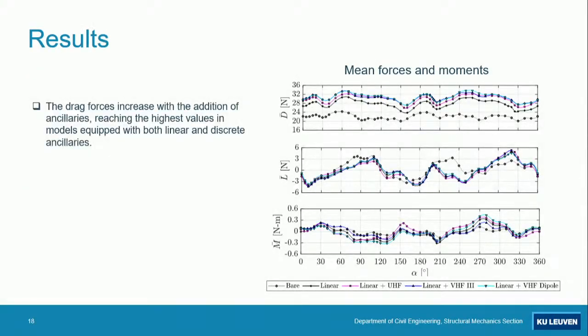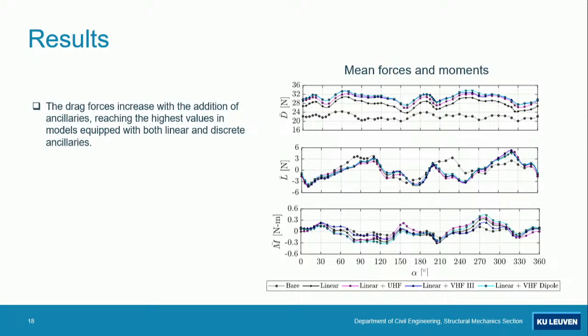So what you can see here are the mean forces and moments, which have been measured by the force balances. So you can see drag, lift, and moment. The vertical scales are slightly different, so it's not surprising that the direct forces are considerably larger than the lift forces. You can also see the lines which represent the different configurations of the sectional model. So the bare model, the one with the linear ancillaries, and then we have 3 different sets where, in addition to the linear ancillaries, we had 1 additional discrete ancillary.